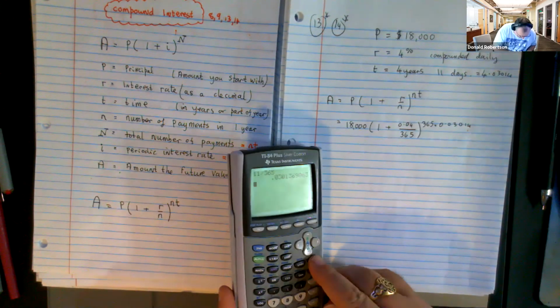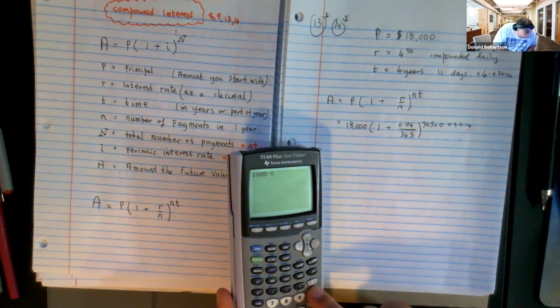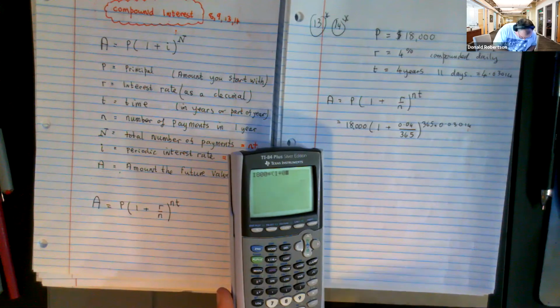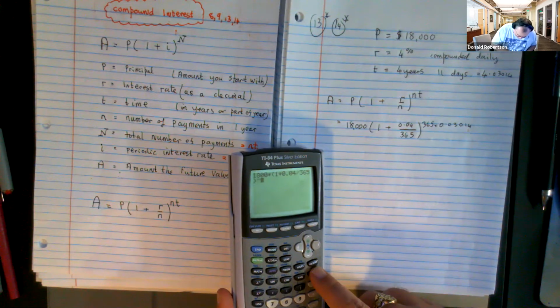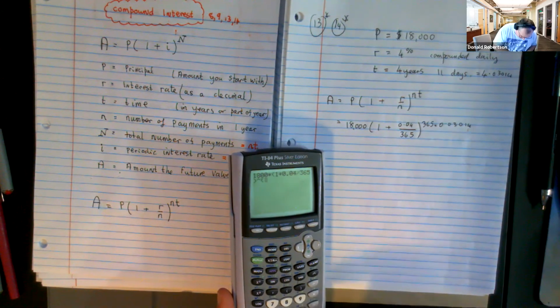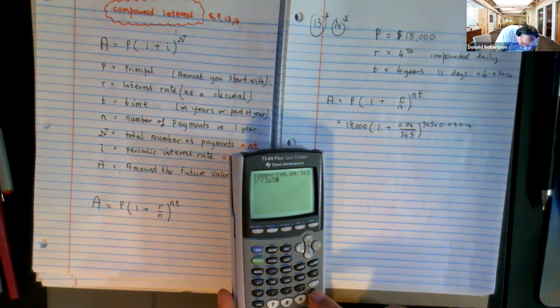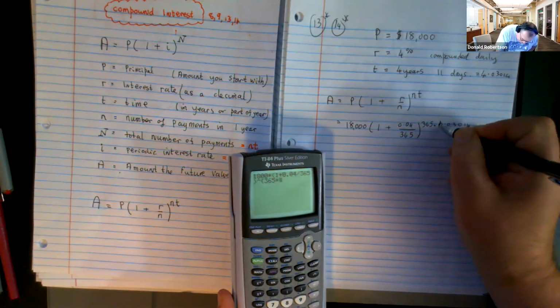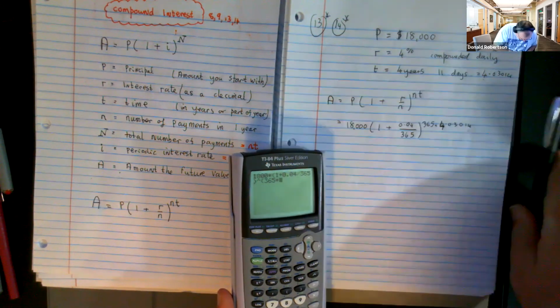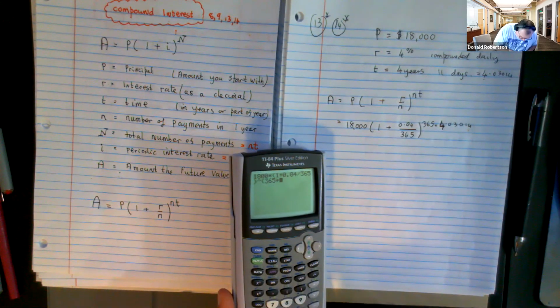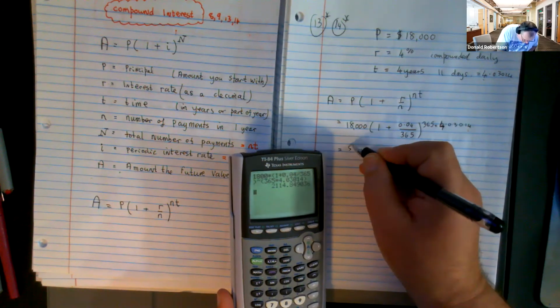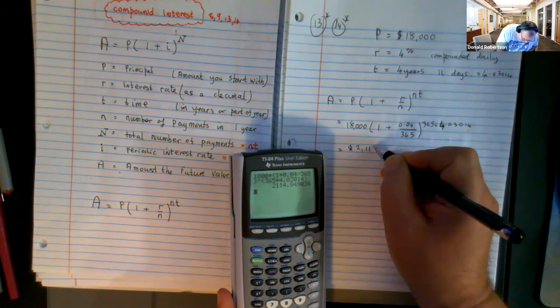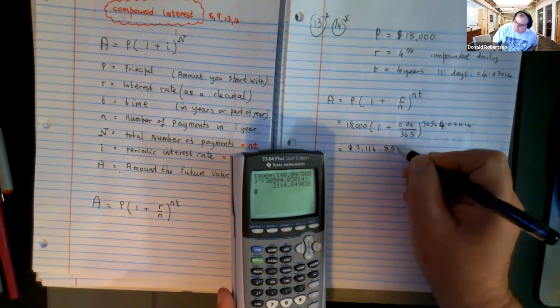And now we're ready. 18,000 times, put a bracket, 1 plus 0.04 divided by 365, close the brackets, to the power of, I like a little bracket for safety, 365 times, and I put in the wrong number. I caught myself. Remember, it's 4 point, that guy. So it's 365 times 4.03014, and the answer ends up being 2,114 and what, 85 cents.